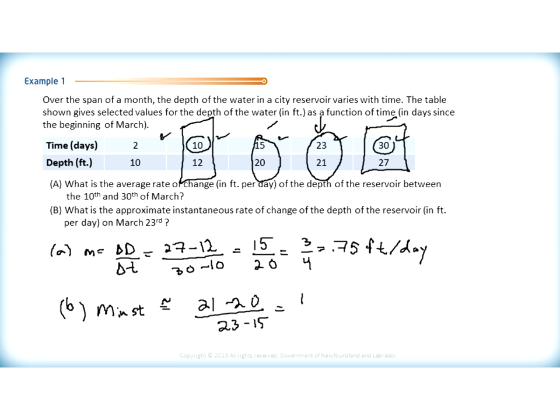So that gives us 1/8. That's 1/8 of a foot per day on that particular day, how fast the depth of the water was changing. All right, so there's an estimate for instantaneous.